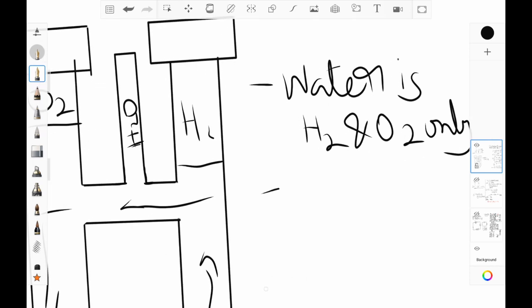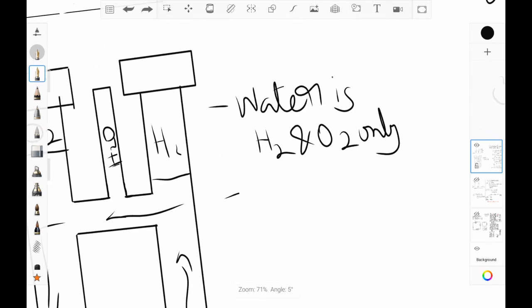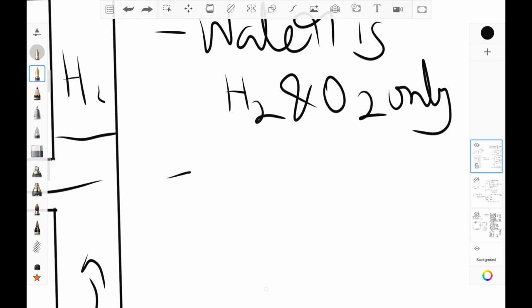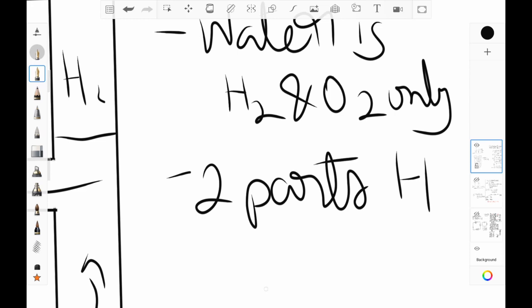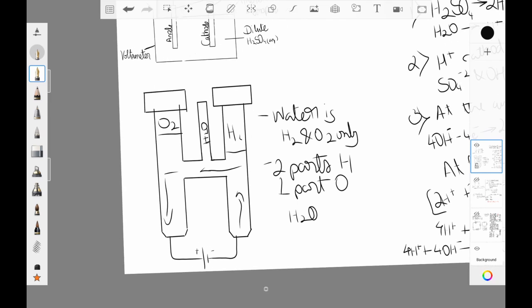And number two, you can see that the tube for hydrogen is a lot larger than the tube for oxygen. And in fact, if I were to draw the scale, the length for hydrogen would be twice as long as oxygen. That's because the Hofmann's voltameter helps us make the deduction that water is 2 parts hydrogen and 1 part oxygen, and through this we get the formula for water as H2O. So that's just the Hofmann's voltameter.